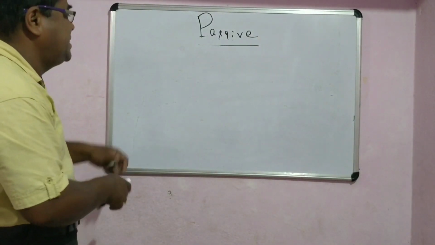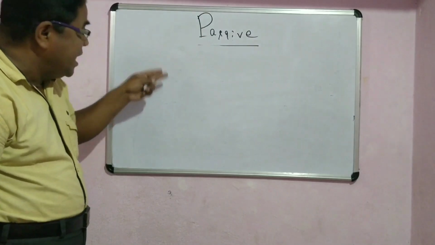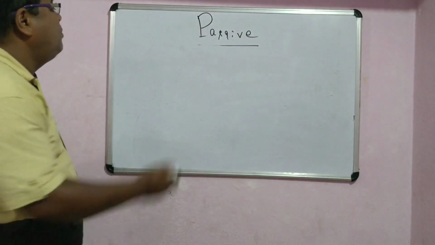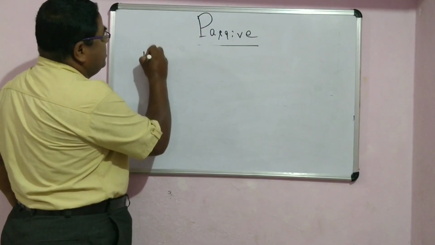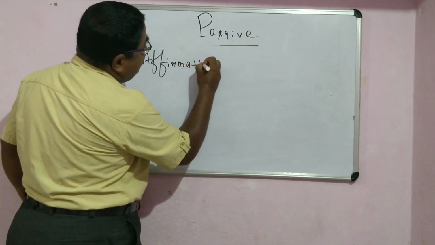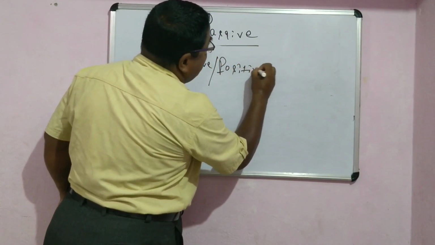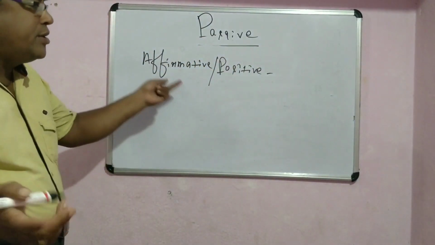How can active be changed into passive in negative, interrogative and positive? With some examples, just try to understand. Suppose first is the affirmative. I have already told you, affirmative means that is positive. Positive means something that is not a negative.